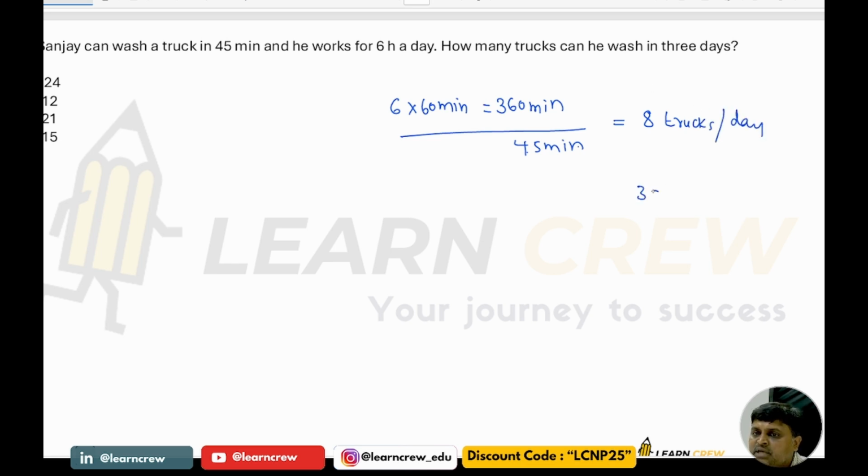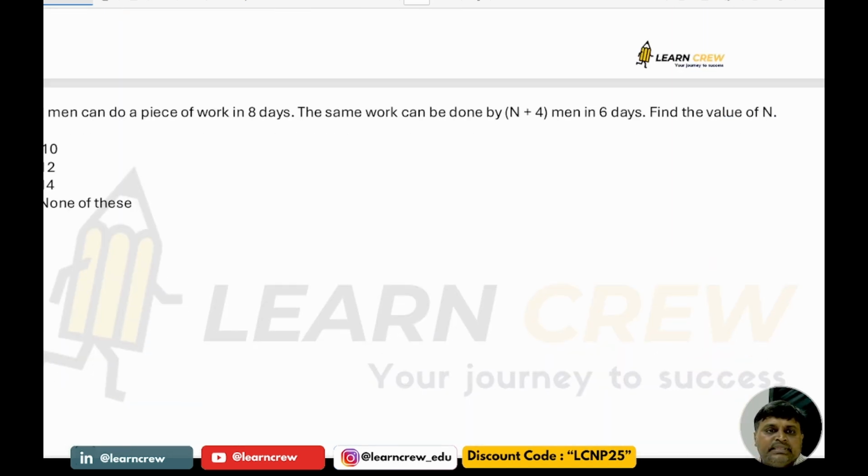Then in 3 days, how many trucks? 1 day, 8 trucks. So 3 days, 24 trucks. So answer is 24. Next, N men can do a piece of work in 8 days. The same work can be done by N plus 4 men in 6 days. Then find the value of N.